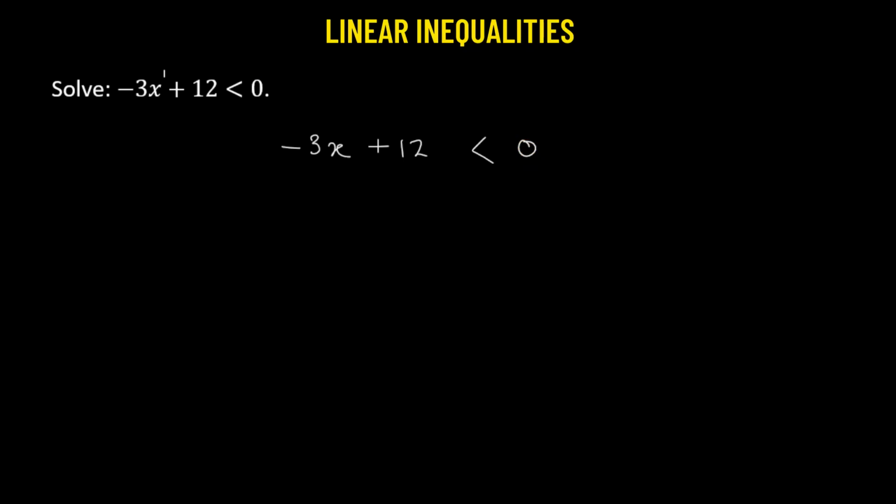What we'll do? We will subtract 12 from both sides. So on the left hand side we have negative 3x, so this is going to be less than negative 12. Now what we'll do? We'll divide both sides with negative 3, and in doing so there is a small change that's going to happen. So we're going to divide both sides with negative 3.